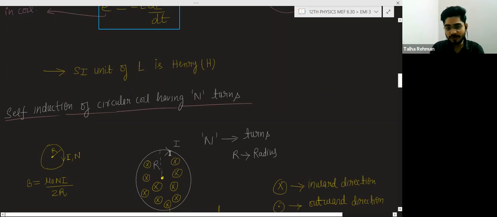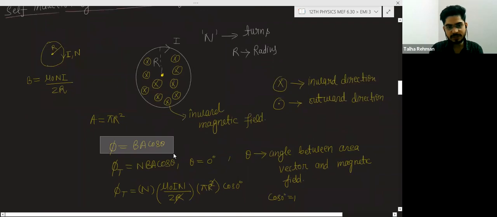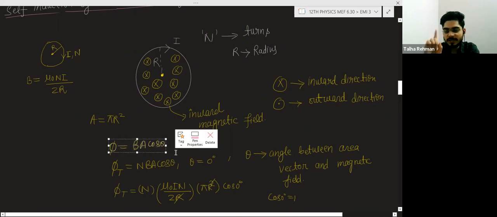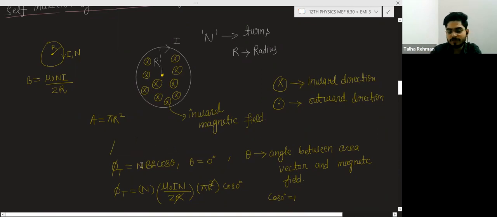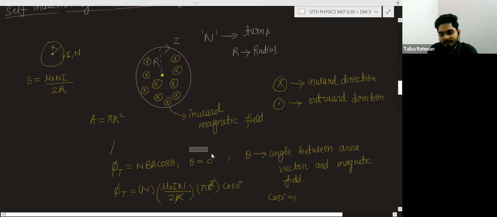Now we will calculate the magnetic flux linked with this coil. So what is the formula of the magnetic flux? Phi is equal to BA cos theta. This is the magnetic flux for one turn of the coil. For n number of turns we will multiply by n. So the total flux linked with the coil will be nBA cos theta, and theta will be 0.